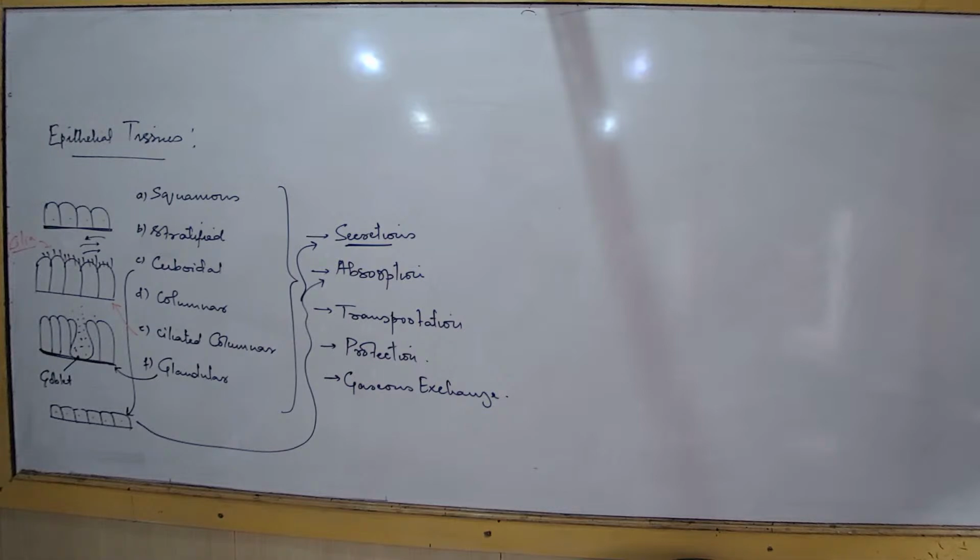So, what are the 6 types of tissues we studied? Number 1 was squamous. What are their names? Squamous, stratified, cuboidal, columnar. Another type of columnar is ciliated columnar, and glandular. 6 types. Okay. Take one question.